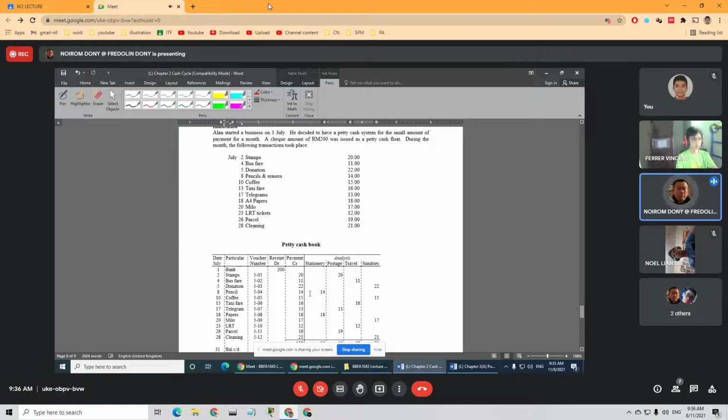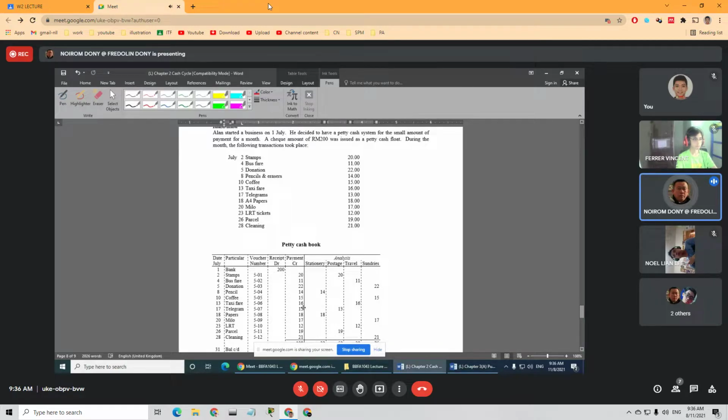Pencil 14, record in the payment column, then record in the related group, which is stationery. Copy 15, not related with stationery, postage, or travel, then put into sundry. Taxi fare 16 related with travel, so put into the travel. Telegram 13, record in the payment side first, then record into the postage, because related with postage.